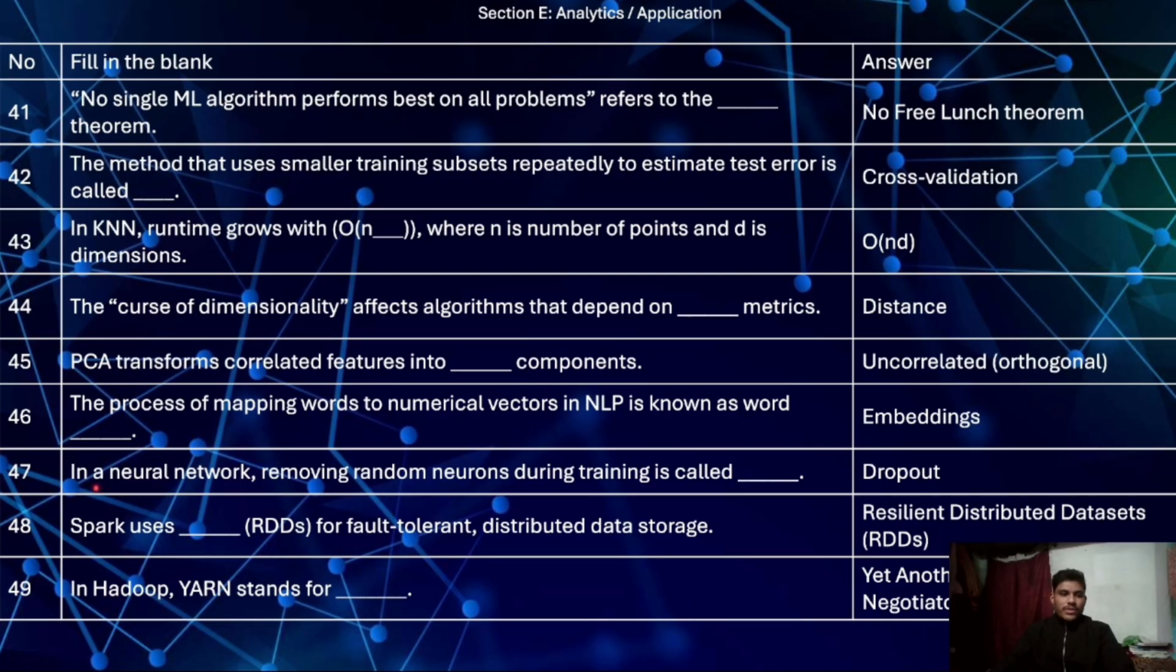Now in a neural network, removing random neurons during training is called dash. So the answer is dropout, because it is regularization by randomly disabling neurons. Now Spark uses dash RDDs for fault tolerant distributed data storage. So your answer is resilient distributed datasets, Spark's immutable and fault tolerant distributed collection. In Hadoop, YARN stands for yet another resource negotiator. Justification: YARN is Hadoop's cluster resource management system.